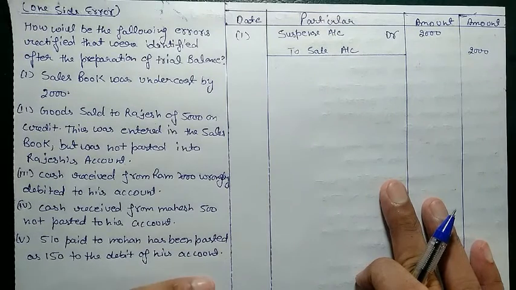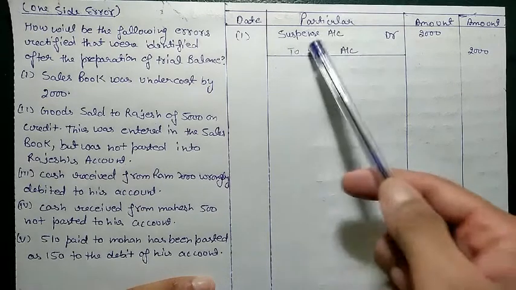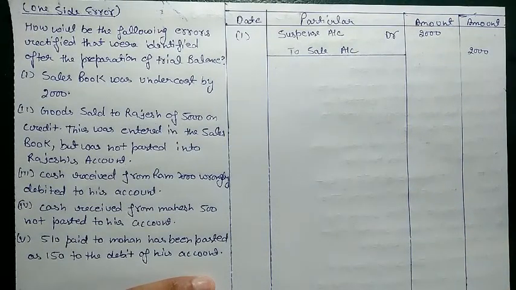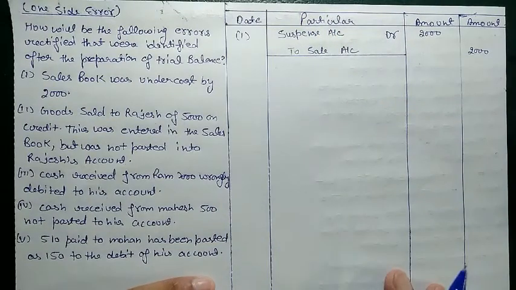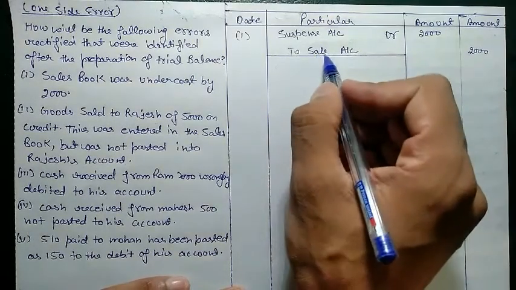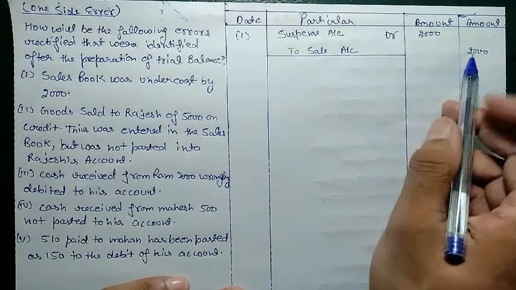Because if we need to credit the sales account, we have to post an entry, but for posting an entry we need to debit something, or maybe if we are correcting the purchase account, then we need something to credit. So we will open another account that we know as the suspense account. We will use that account for every type of single-sided error. So in this case, the sales account is undercast by 2000, so we credited the sales account by 2000 more. Now it is up to the point.